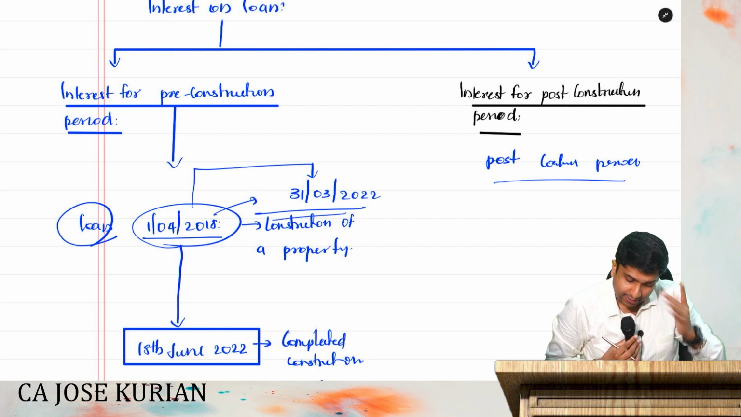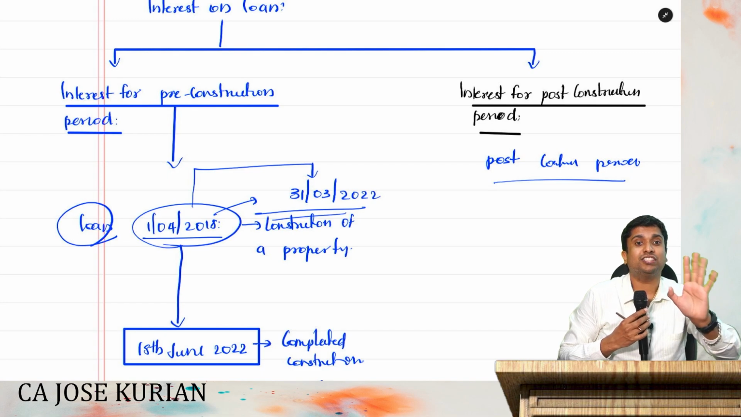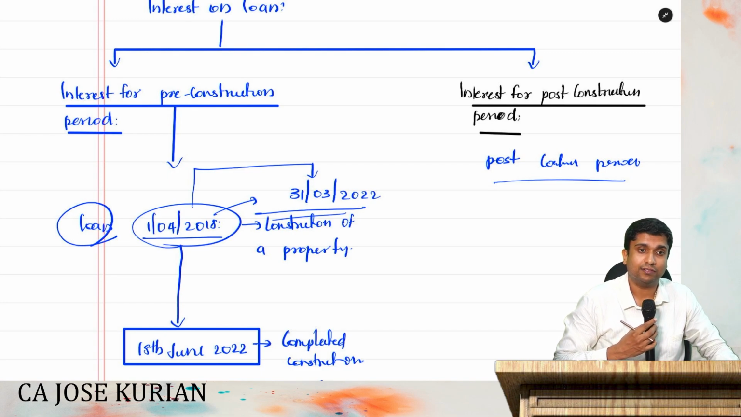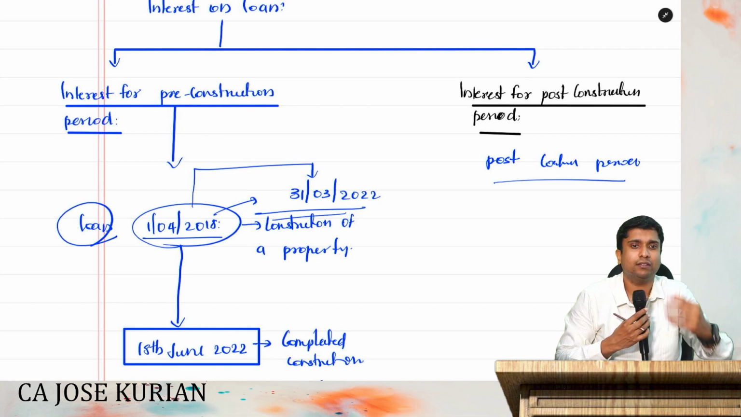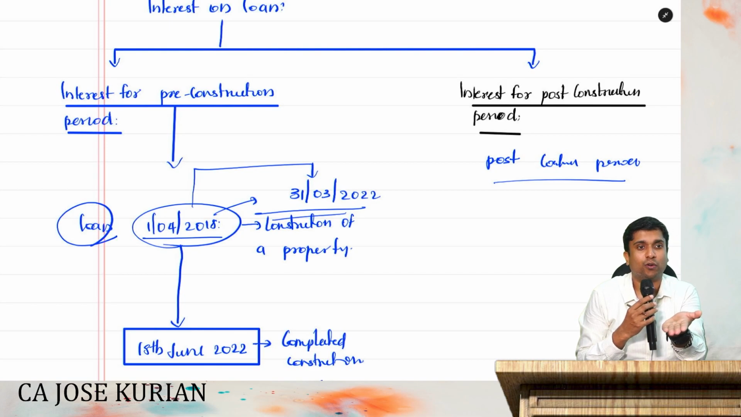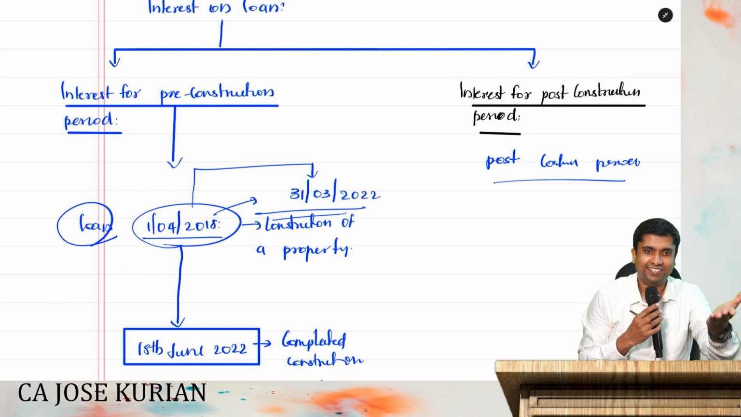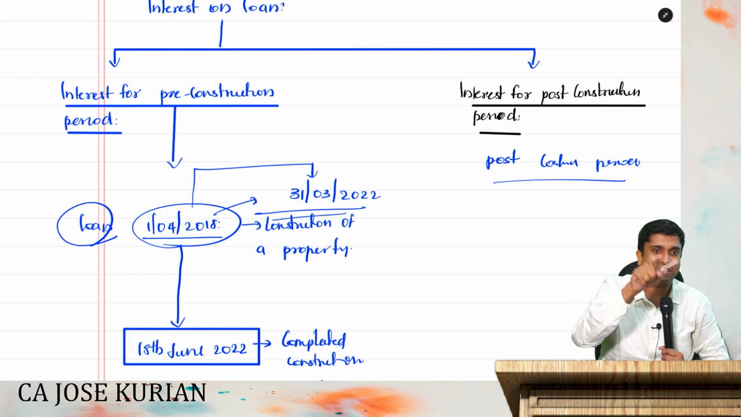Now listen, the interest of the pre-construction period, you cannot charge it from the house property head. Why? Because there is no house property. House property will come into the picture only when it is completed. Yes or no? Only when your property construction is completed.